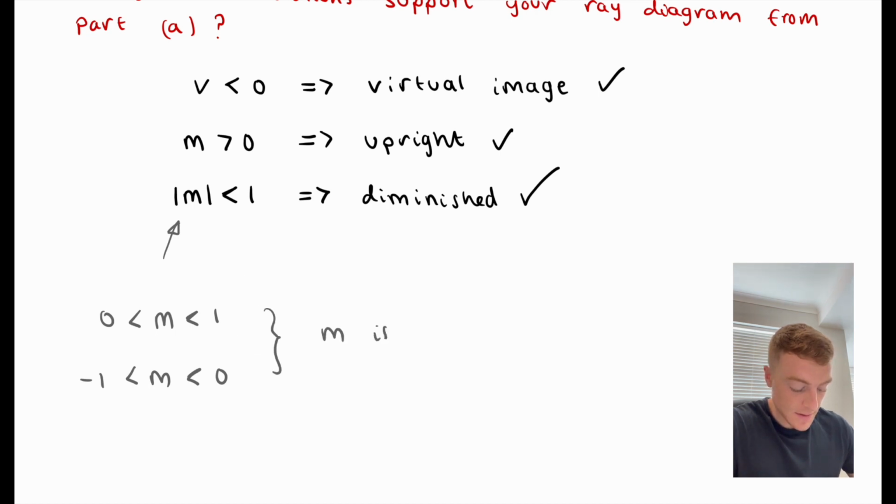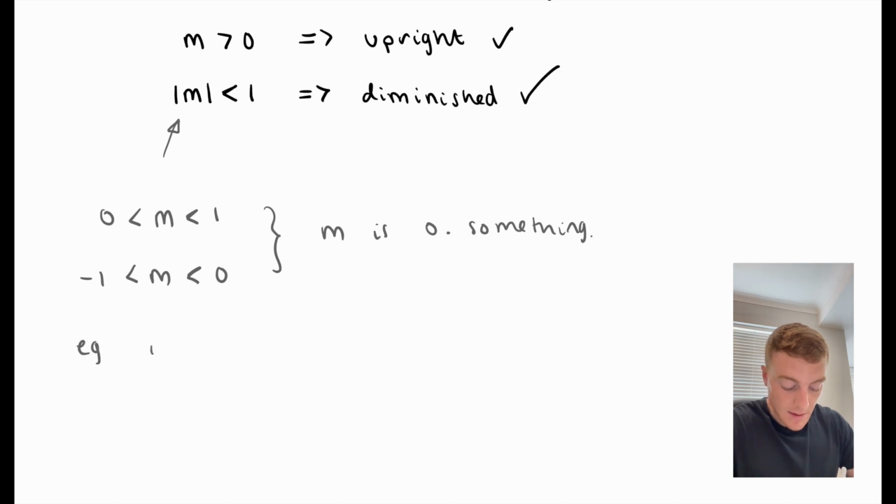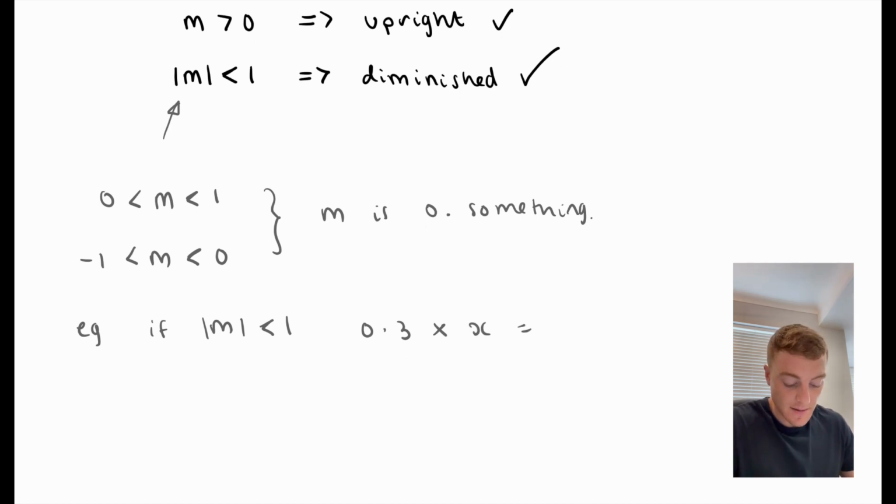M is 0 point something. So for example, if the magnitude of m is less than 1, then m is 0 point something. And we know that, say for example, 0.3 times x is going to decrease the value of x. But if the magnitude of m is bigger than 1, so it's going to be 1 point something, so let's say 1.3 times x, well, x is then going to increase. So that's going to increase by, say, 30%.